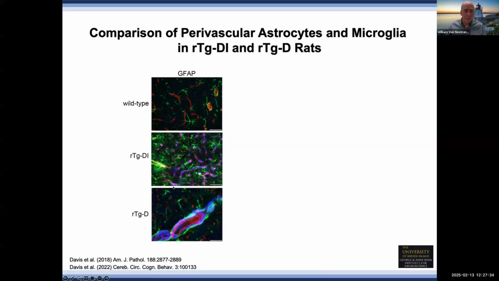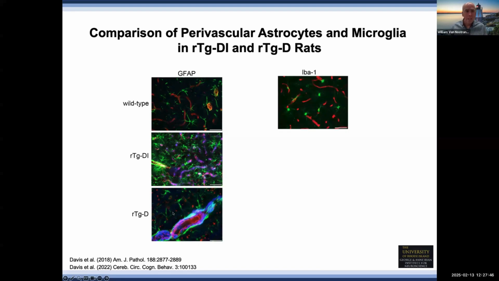In contrast, when you look at the RTGD rats, this amyloid is not dysoric. It's contained within the vessel wall, does not engage the surrounding brain parenchyma. And again, you see very little astrocytic response to this.